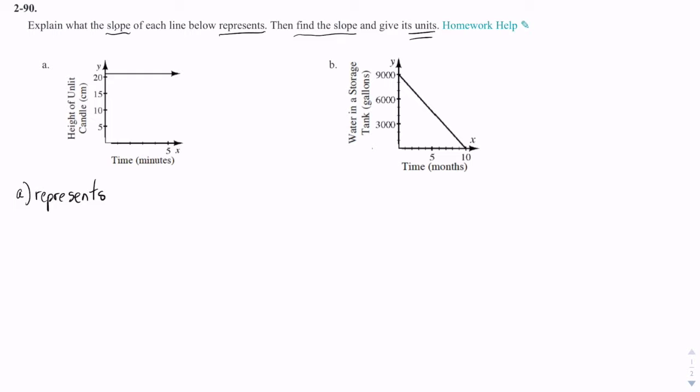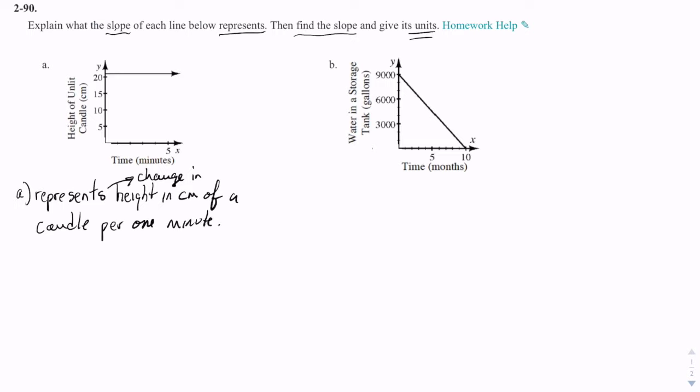So the slope represents the height in centimeters of a candle. Sorry, it represents the change in height in centimeters of a candle per 1 minute. That's what the slope represents.